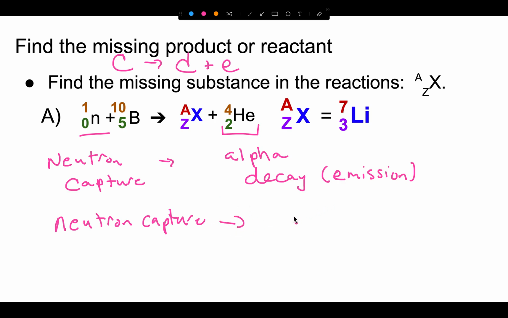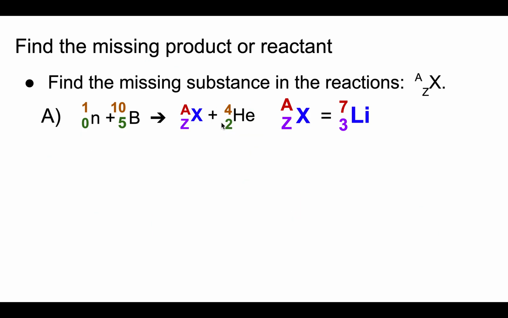While on the other side, I see alpha decay. Right? So this being created is called alpha decay. I'm not going to do it again, but those are the two processes. That's the way you figure out emission, decay, capture.